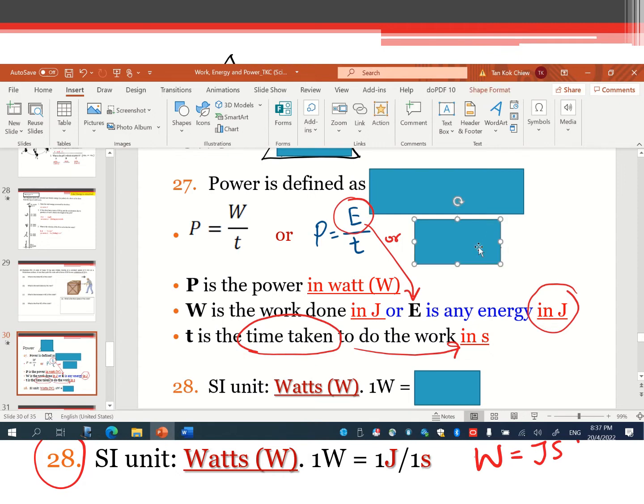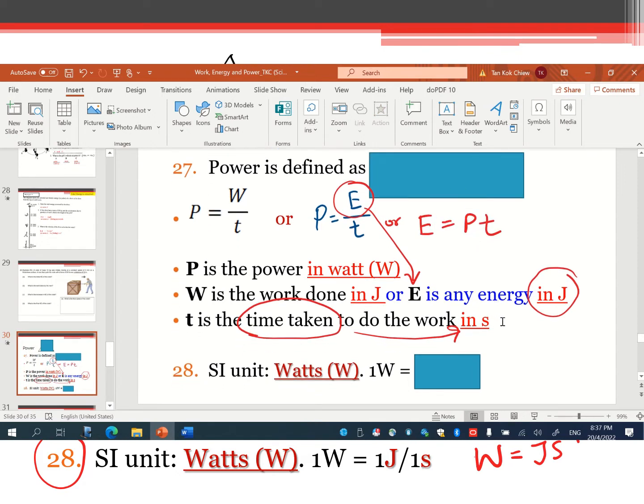All right. So point 28, SI unit. SI unit for watt is W. Since the formula is energy over time, one watt can also be 1 joule over 1 second. So the unit for watt can also be written as joule second to the power of minus 1. Just to let you know, sometimes you see joule per second, it also means watt.